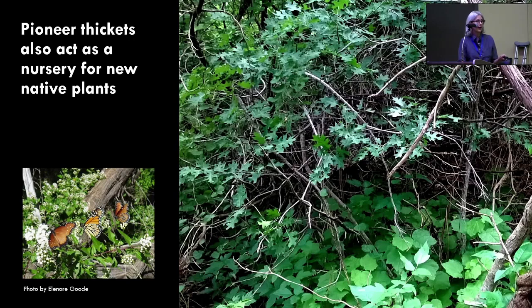Pioneering thickets also act as a nursery for new native plants. I mean, look at that. Everyone always bemoans, oh, there's no understory underneath the junipers. I'm like, well, stop pruning them up. If you prune them up, the deer can eat it. And here you got red oaks. Look at that. It's all Texas red oak. And everyone always says, oh, it's deer candy. I'm like, then stop pruning up the junipers.